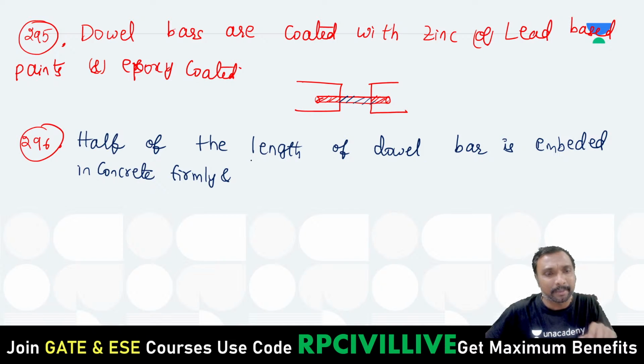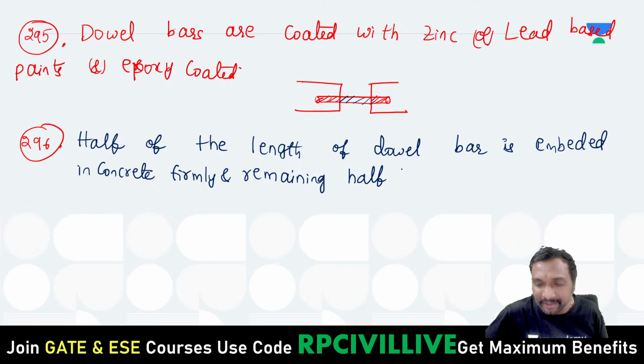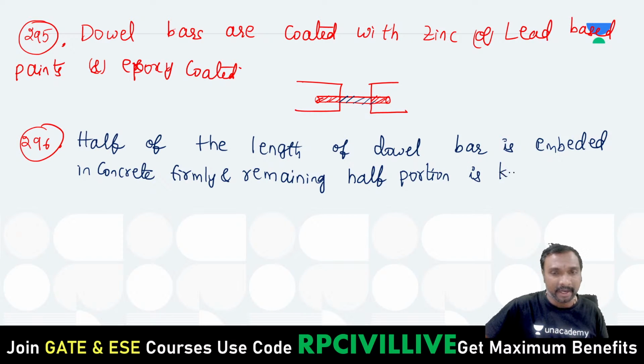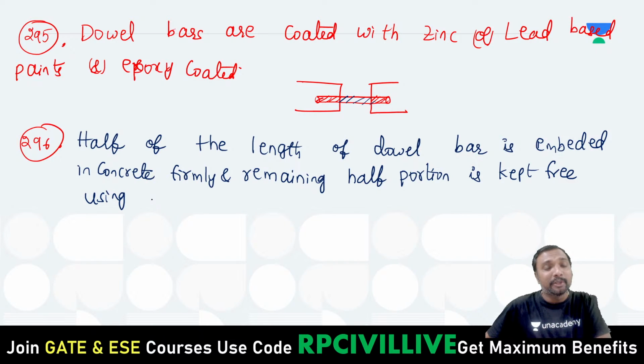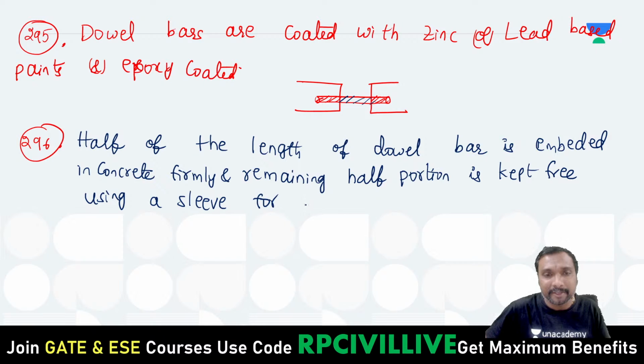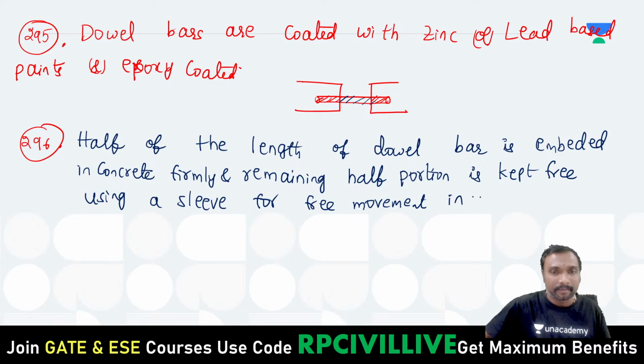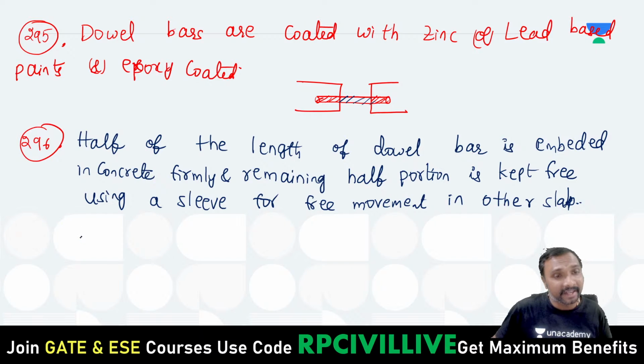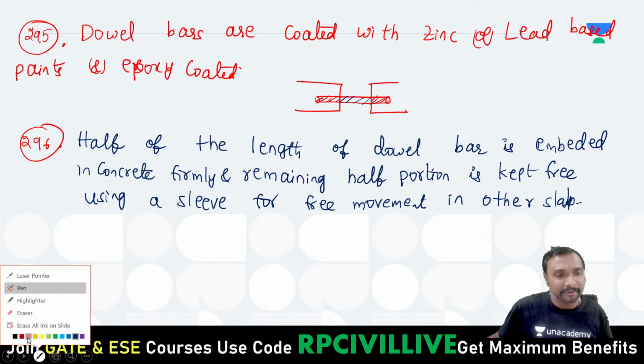Half of the length of the dowel bar is embedded in concrete firmly, and the remaining half portion, what are you doing? The remaining half portion is kept free. Kept free for which purpose? Using a sleeve, for free movement in the other slab. So in one slab that half portion will be kept tightly, and in the other slab it is freely provided.